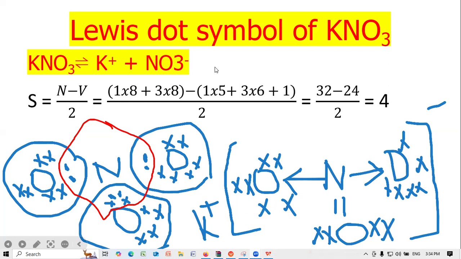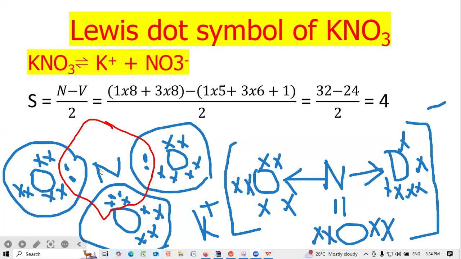Remember that in case of the cation, you should subtract as many as the plus charge, and in case of the anion or negatively charged radicals, you should add as many as the number of negative charges. So this calculation gives 4, the number of covalent bonds, and we have to complete the octet of the 3 oxygen and 1 nitrogen.